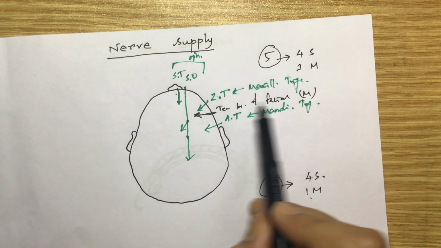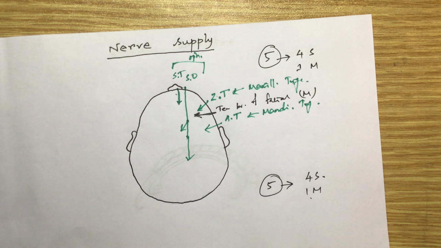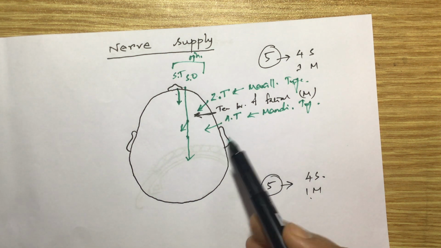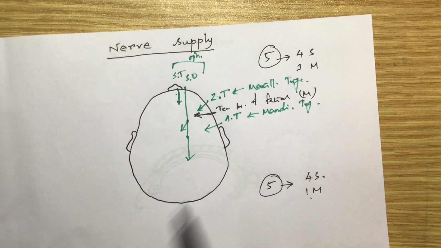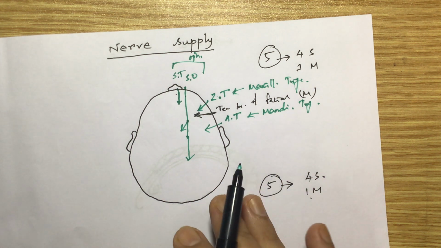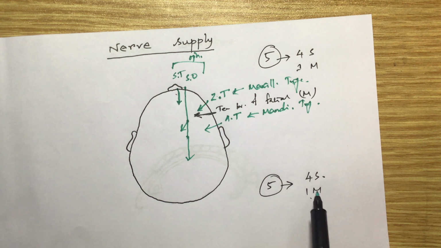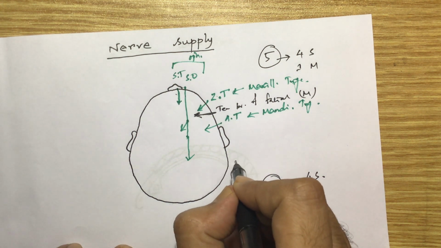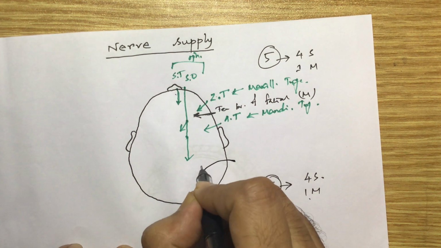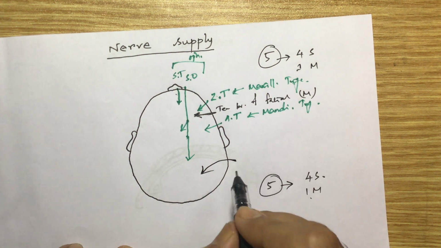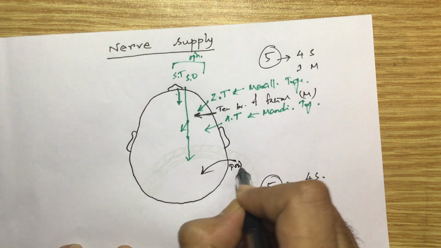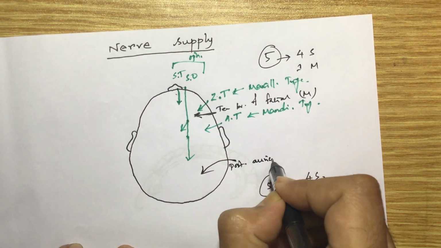And among these, 1 is motor and 4 is sensory. Now, the nerves which are behind the ear are mainly coming from the cervical region. Other than this, the motor here is again a branch of the facial nerve, and that is the posterior auricular nerve.